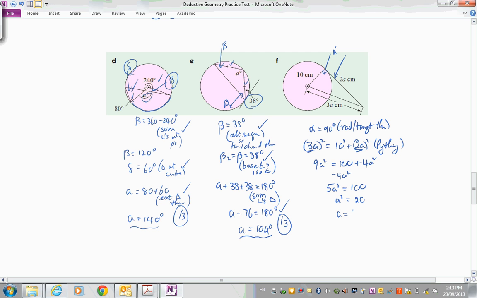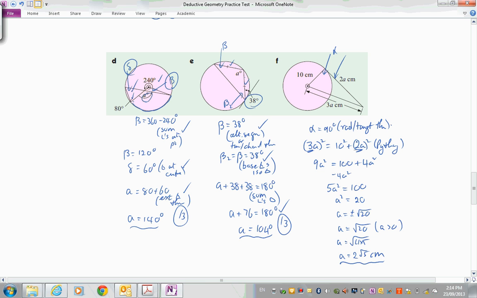And then a equals plus or minus the root of 20, but a must be positive, it's a length, so it's root 20, since a is greater than 0. And you could go further, root of 4 by 5, which is root 4 is 2 by root 5, or just 2 root 5 centimetres. 2 root 5 centimetres. Okay, so what are we going to get for that one?